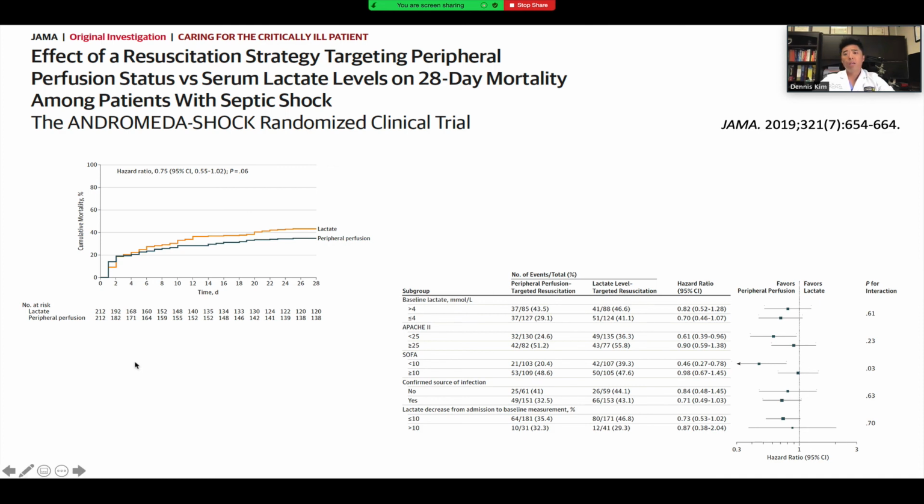And essentially, what they found was that although it looks like there's a difference here, there's not. There is no statistically significant difference between following or trending lactates versus just assessing their peripheral perfusion. And why I find this study interesting is I love how it brings us as clinicians back to the bedside to examine our patients. And I've always had this bias that skin gives us a lot of information.